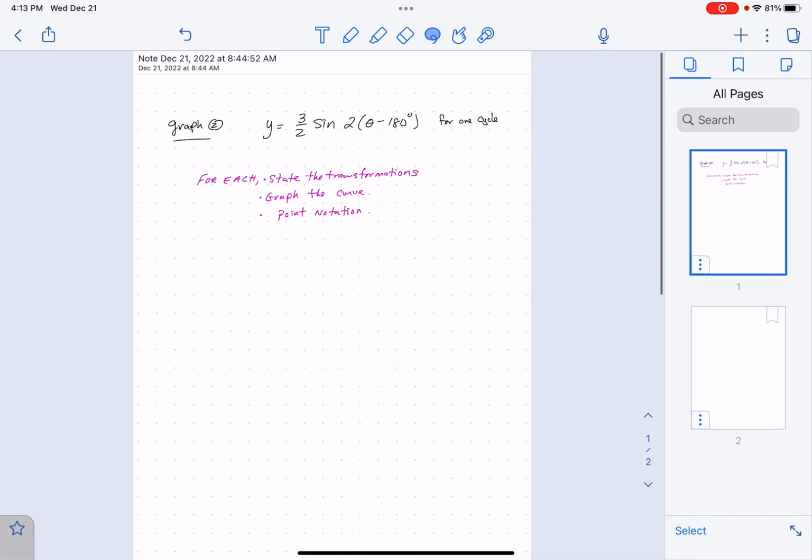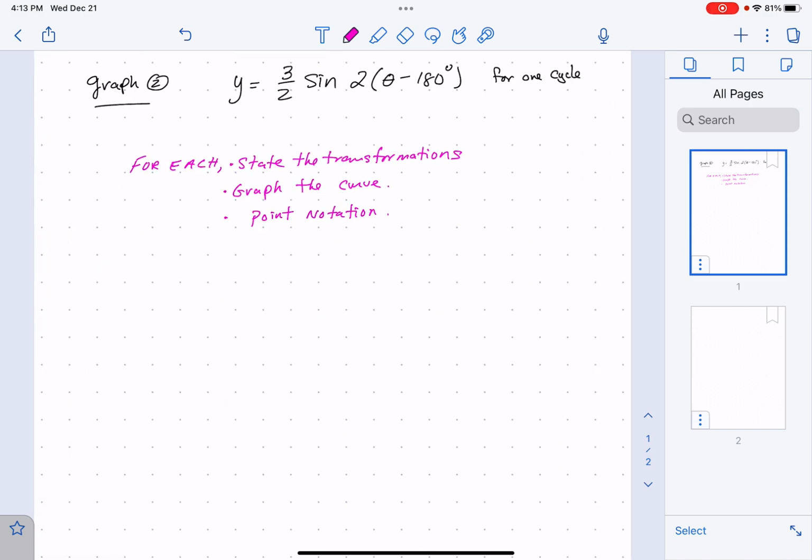And off we go. So this is the question I left you with. Let's take a look at the transformations that we have happening here. This is the first transformation that I see, and that is a vertical stretch by a multiple of 1.5. The other way to think about this is that is your A value.